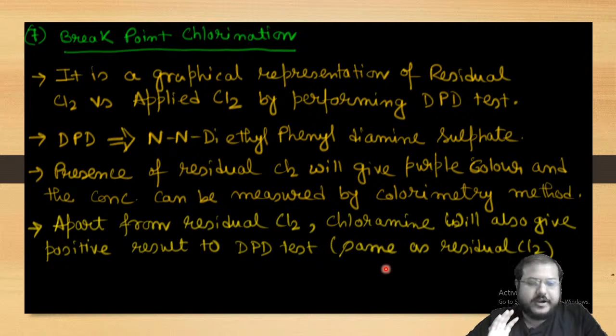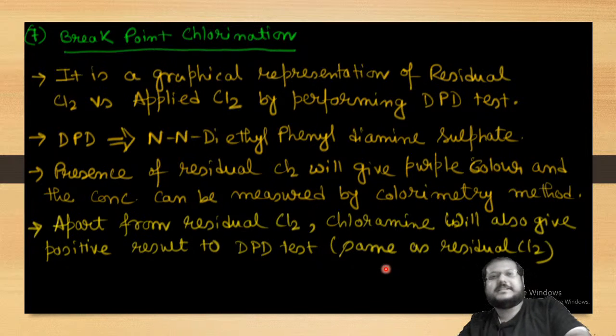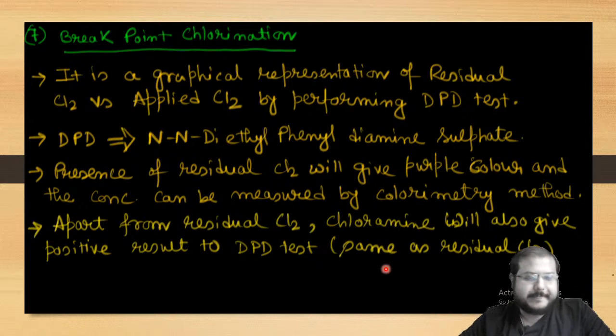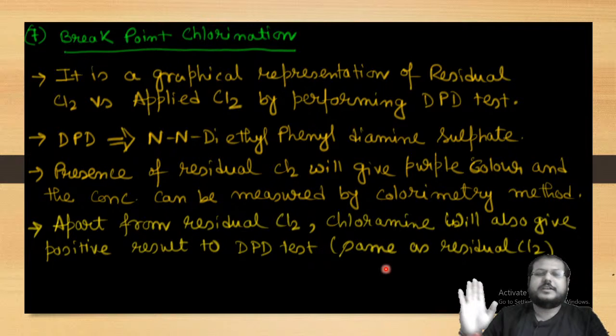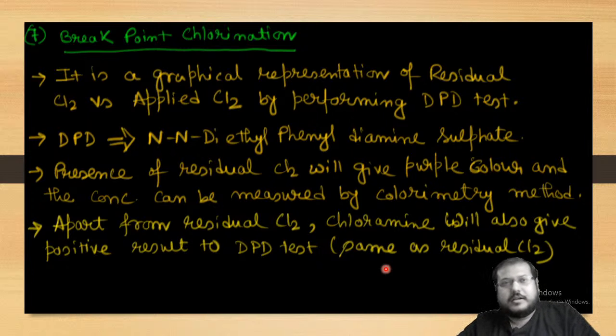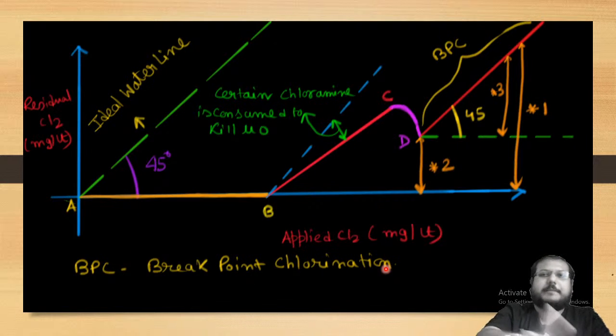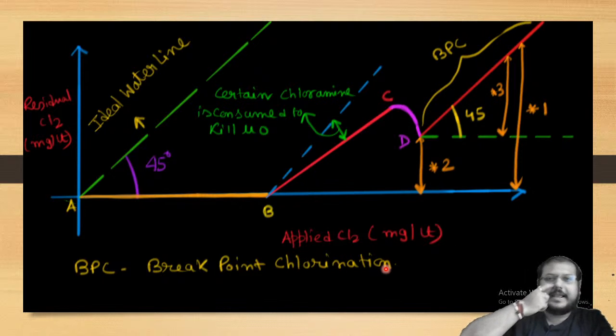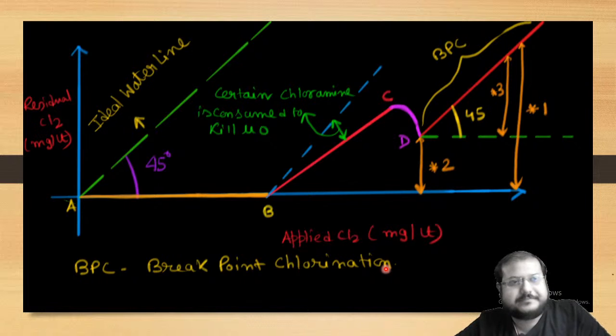Now, breakpoint chlorination. What is breakpoint chlorination? Actually, it is nothing but a graphical representation. Don't read the second, third, fourth points; first, listen to me. It is a graphical representation of residual chlorine versus applied chlorine by performing the DPD test. So you are going to put a plot, just an x-axis and y-axis plot: residual chlorine on the y-axis, applied chlorine on the x-axis.